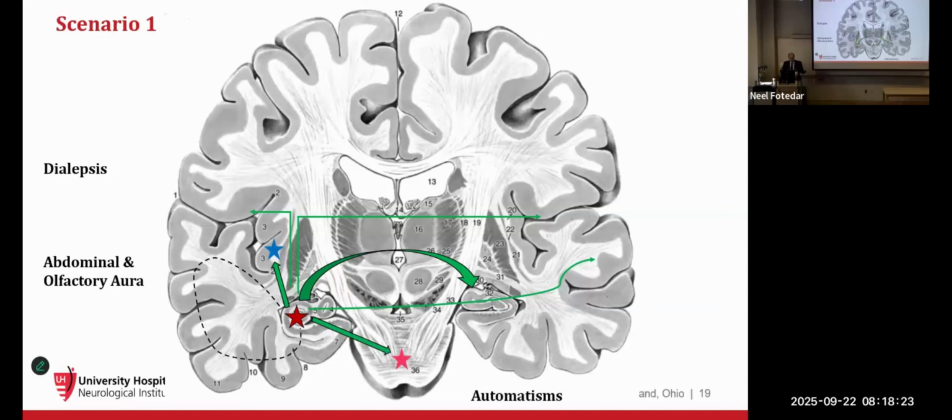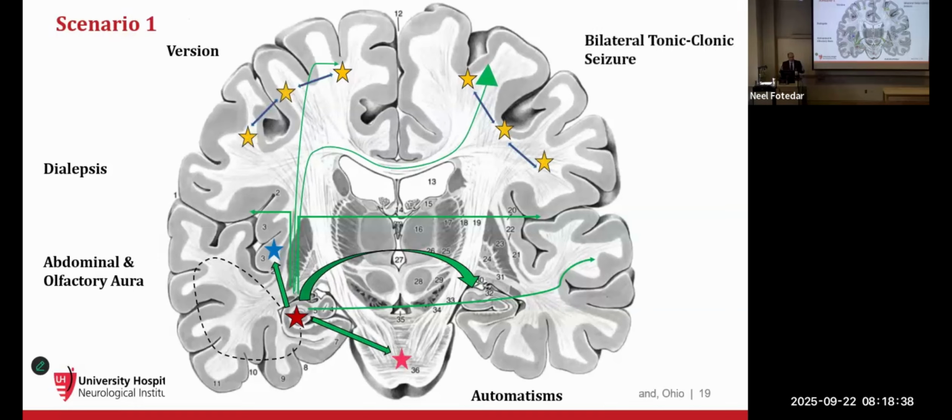And the automatisms, we don't know the exact mechanism, but perhaps a disinhibition of a central pattern generator in the brainstem responsible for chewing and swallowing can produce that. And he gets aversion by activation of the frontal eye field in the ipsilateral hemisphere. And while that happens, the seizure is also spreading in the whole brain, in the same hemisphere and across. And that's what gives rise to the bilateral tonic-clonic seizure. So this is more or less what scenario one would look like if that was his aura.